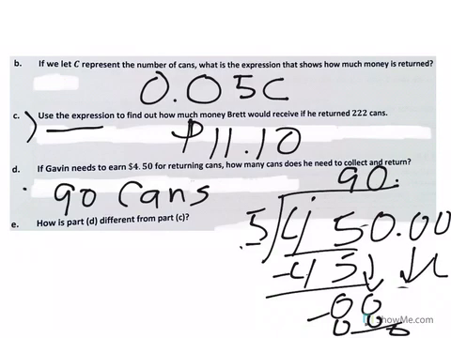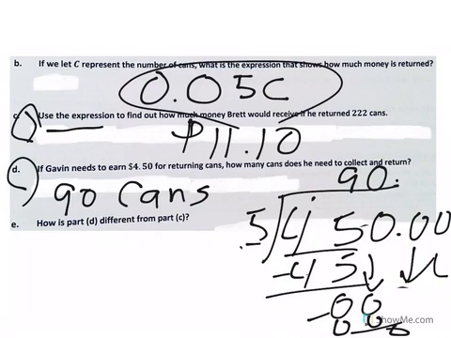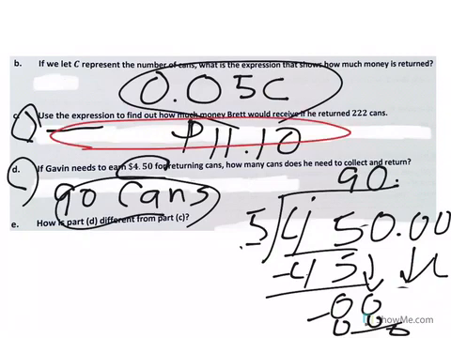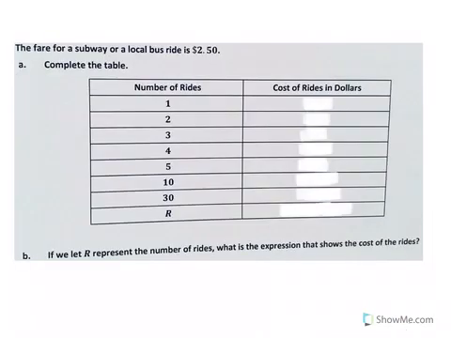How is part D different than part C? Well, in part C we used our expression and we multiplied. In part D, we couldn't use our expression, but we knew however many cans he has times 0.05 gives us the answer. Now we knew how much money he's going to get, so we have to figure out how many cans he would need. So in part C, we were using multiplication, and in part D, we were using division. We were going backwards.